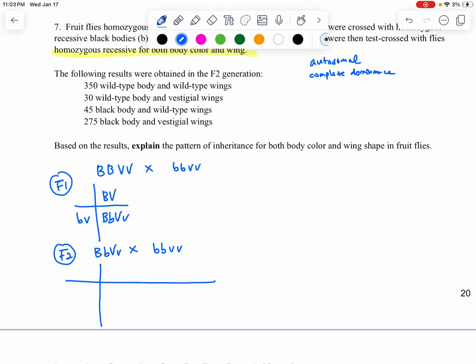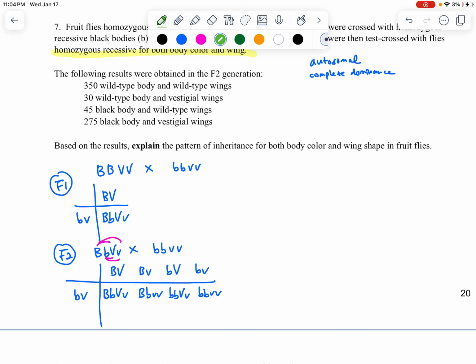If we use the FOIL method, you will know that you can produce 4 different types of gametes from the first parent. From the second parent, you can only produce one type because this parent is homozygous recessive for both. So if we complete the Punnett square, this is what we expect. That means we expect to see a 1-to-1-to-1-to-1 ratio between all 4 of these phenotypes.